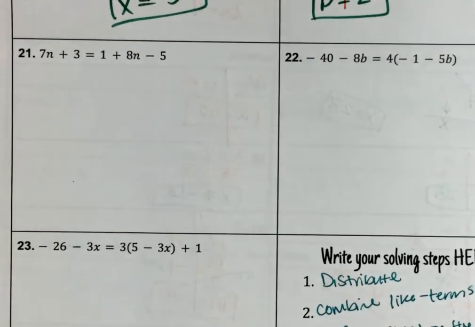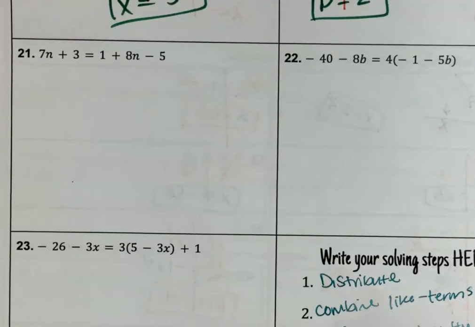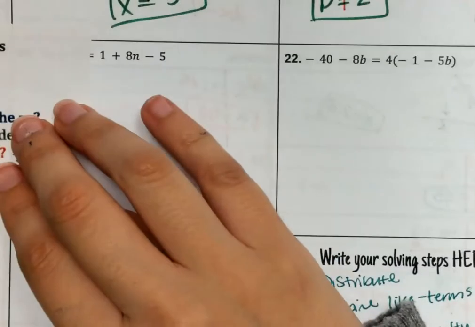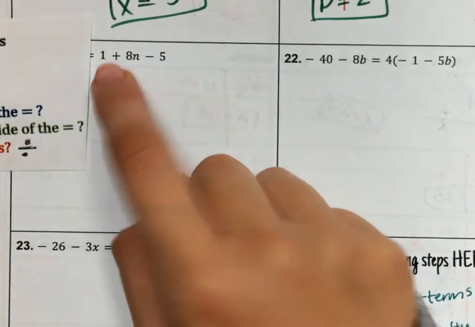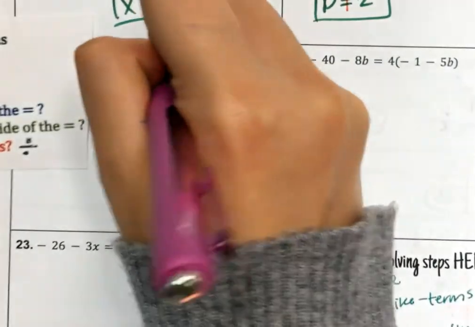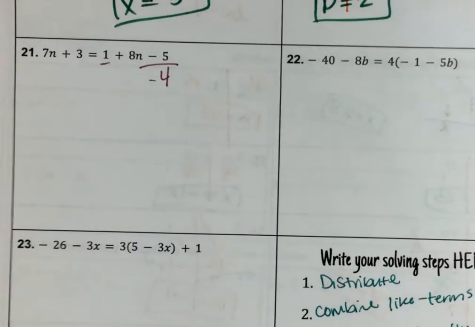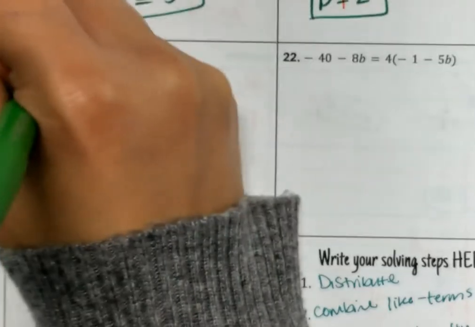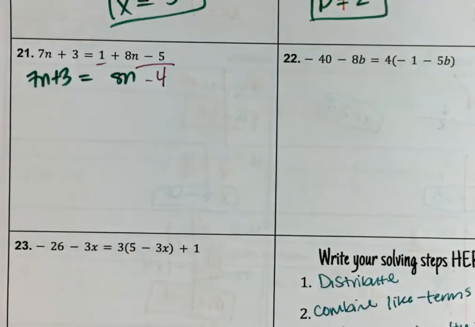For question 21, I cannot distribute. There are no parentheses. Can I combine like terms? The 7 and 3 cannot combine. Ooh, but I can combine the 1 and the negative 5. So 1 minus 5 is negative 4, and I can bring down my 8n, because there was no other 8n, and nothing combined on the left.